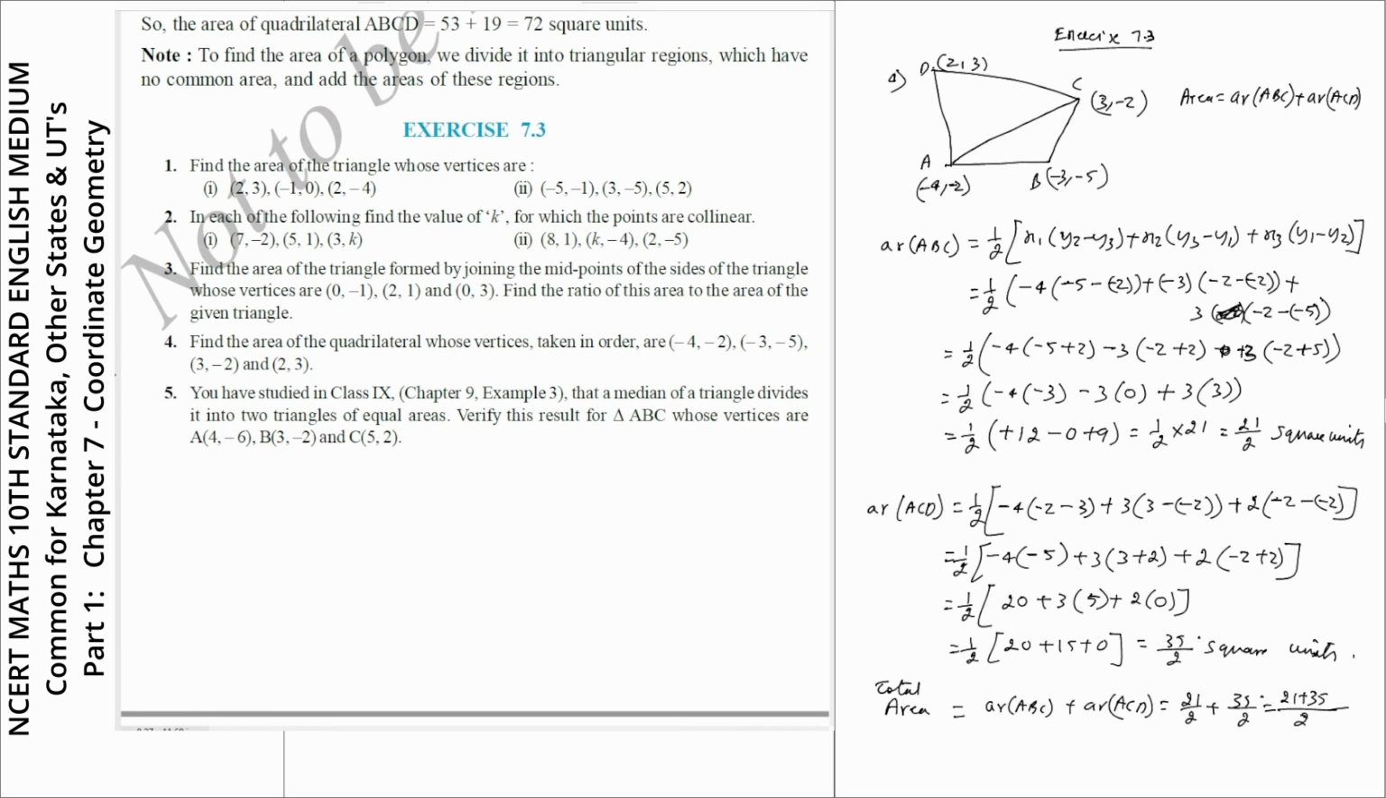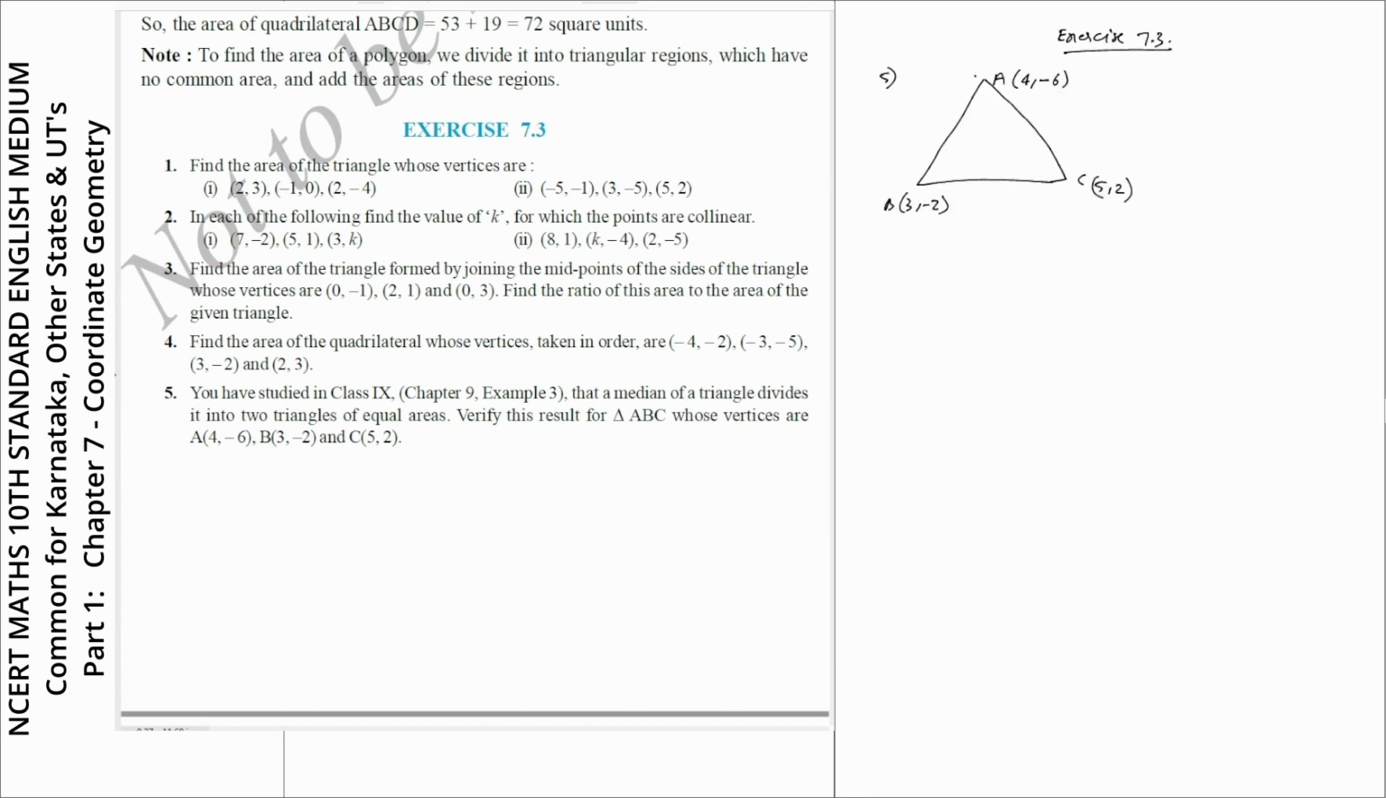So how much? 30, 40, 50, 56, so 56 by 2. So this is equal to 56 by 2. I can divide by 2. 2 1s are 2, 2 2s are 4, 2 8s are 16. So ultimately I'll get 28 square units. So area of the quadrilateral is 28 square units.